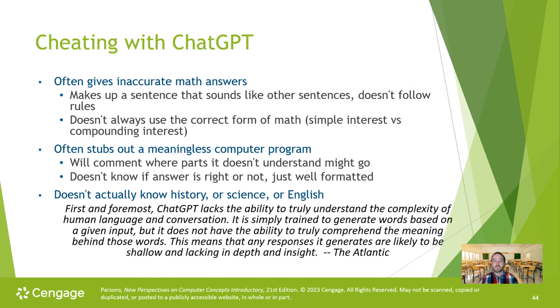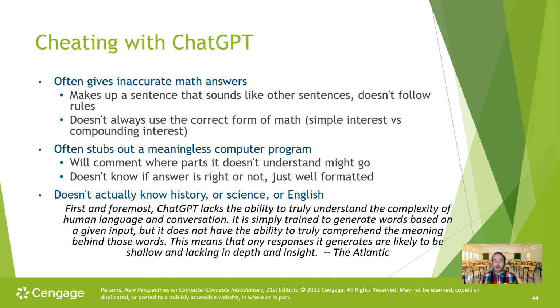So for example, it gives inaccurate math answers often. It'll use the wrong type of math often. It'll make up a sentence that sounds like other sentences, but it doesn't follow math theorems. It doesn't follow math rules. It has just read math papers and it knows the kind of words they use, and it's pretty good at putting them together in a convincing way.